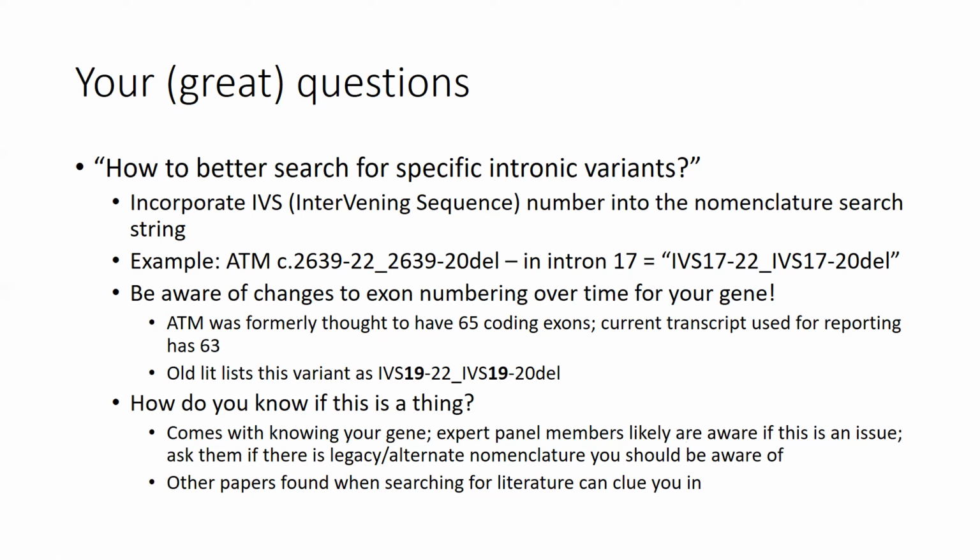So I think that it's helpful for the expert panel to share with their biocuration team if there is alternate nomenclature that they need to be aware of. Maybe there was a different c dot position that used to be used prior to current HGVS standards. Also, when you find other papers while searching for literature, this can sometimes provide you a helpful clue that you have this situation to deal with.